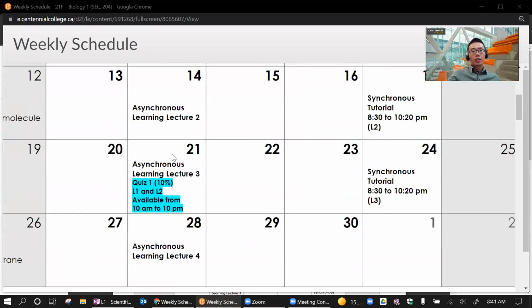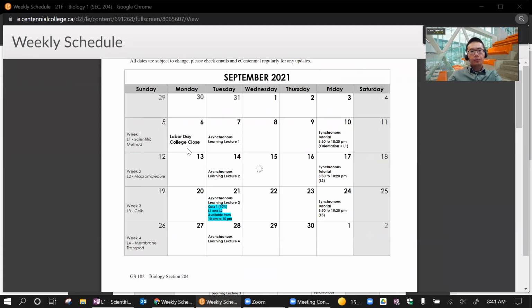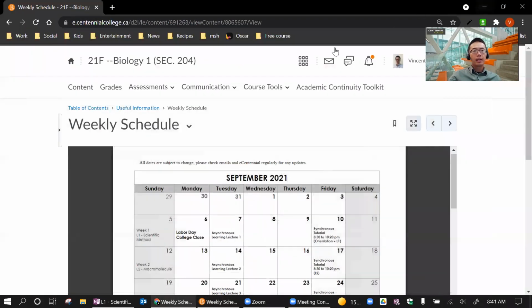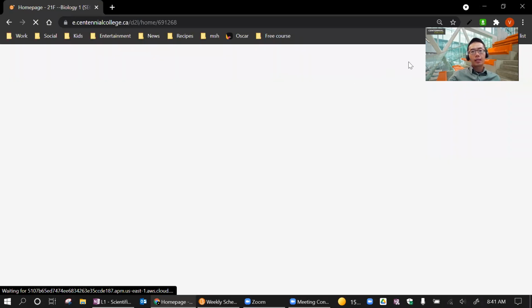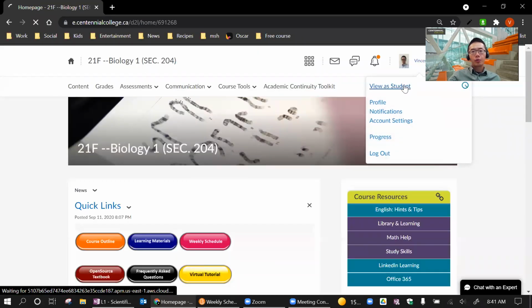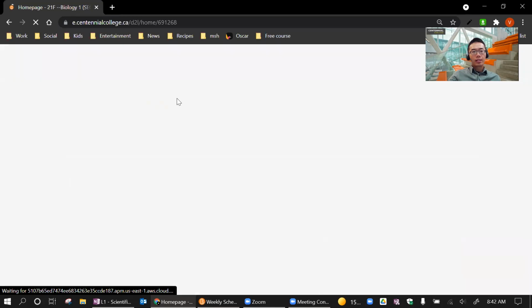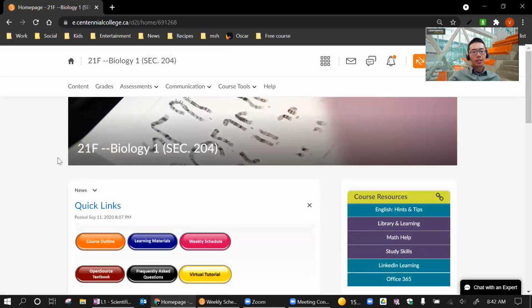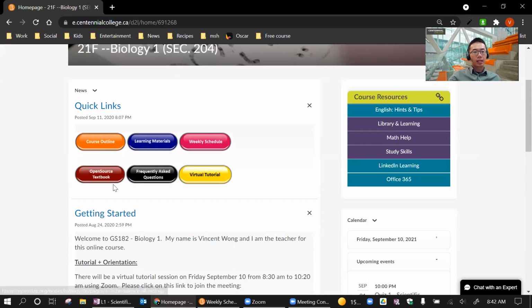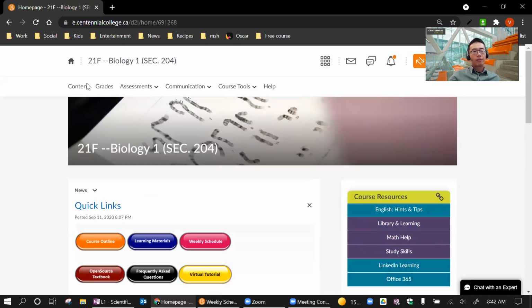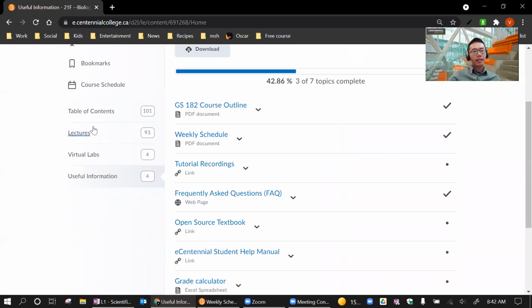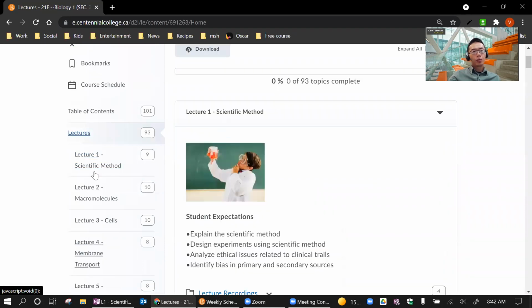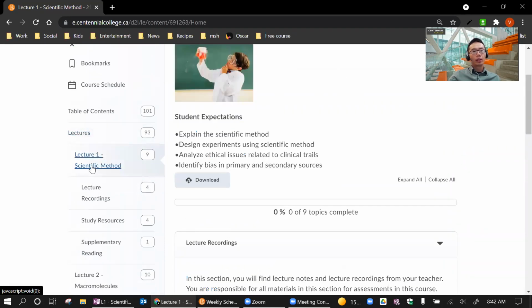Okay. So in terms of where to find everything, I can quickly show you. If you go to the course homepage, let me switch to student view, so I see what you see. So this is what you will see, and here are a bunch of quick links that you can click on. But the best way to find all the material is if you click on content, and then lecture, and here would be the folders for all the lectures.